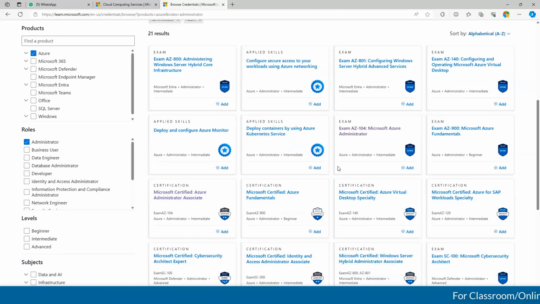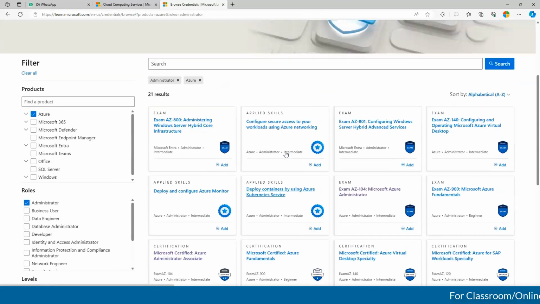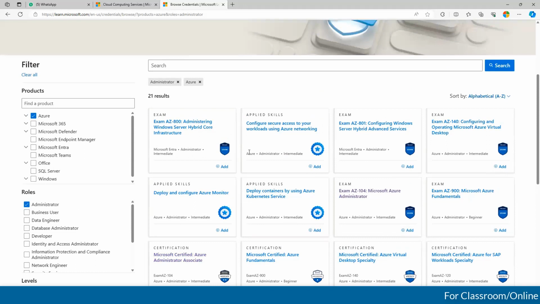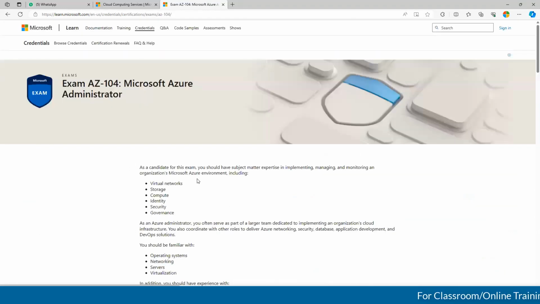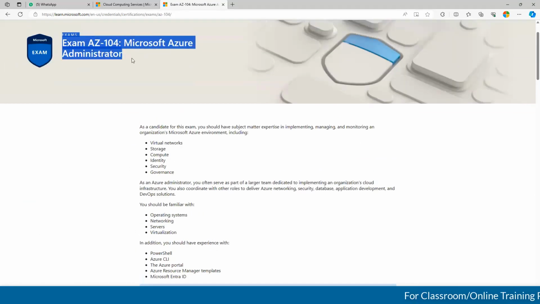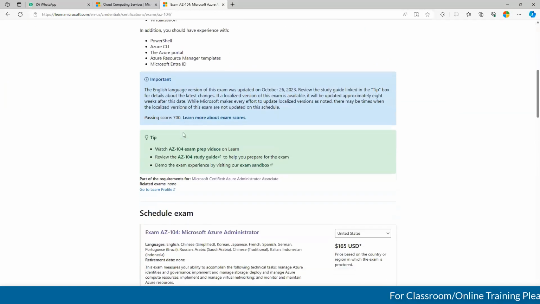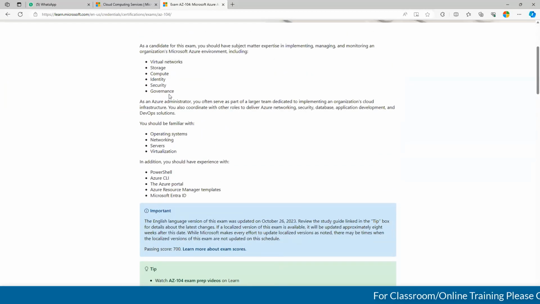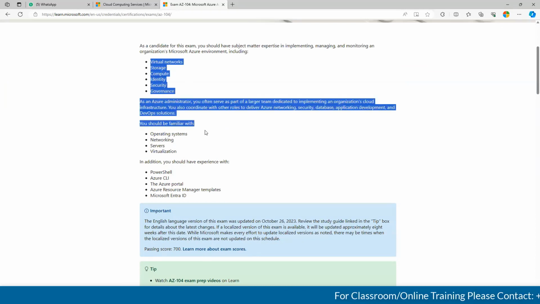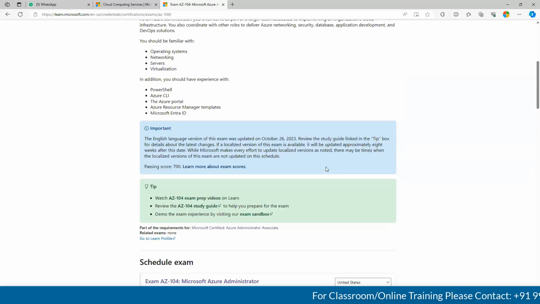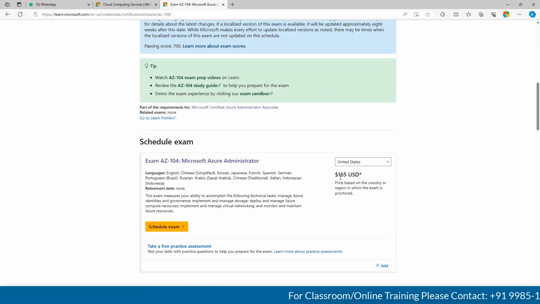When you go and verify administrator, just go and verify AZ-104. This is the administration certification. It has a total syllabus, and what they are giving is virtual network, storage, compute, and storage components. Clear? Next, now this is about $165.